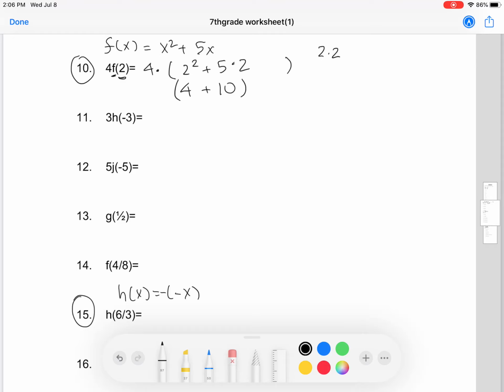And you have 4 plus 10, which would be 14. Since this 4 is out here, it's going to be multiplying whatever value f(2) is going to be. So in this case, f(2) is 14. But since there's a 4 out here, you have to multiply that value to the output of this function. And that would be 56.